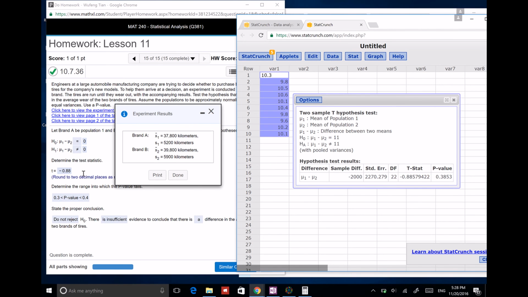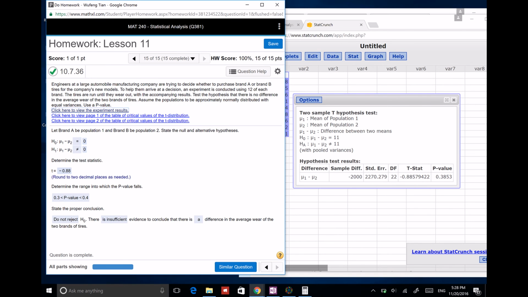Okay, so it's negative 0.88. You got the same thing. And the p-value is between 0.3 and 0.4, so you do not reject it. Okay, so that's it. That's how you do all of these problems.